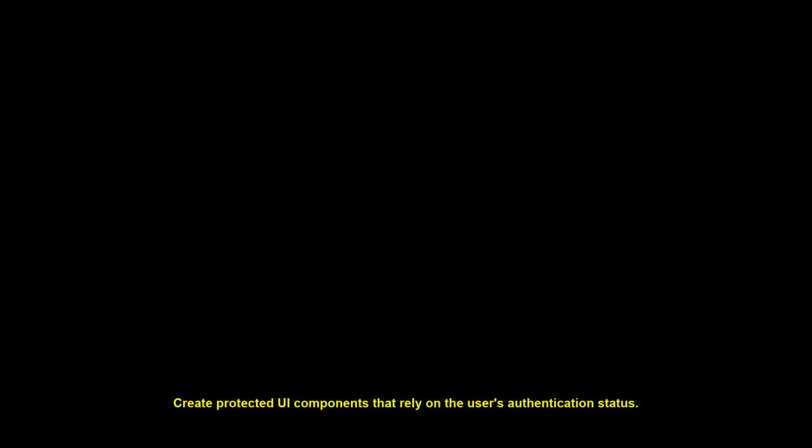Create protected UI components that rely on the user's authentication status. Use conditional rendering to display different UI based on the authentication state. For example, render a welcome message for authenticated users. Render a sign-in button for non-authenticated users.